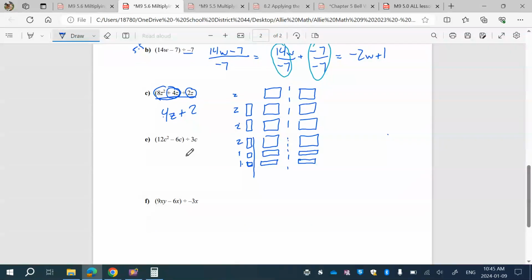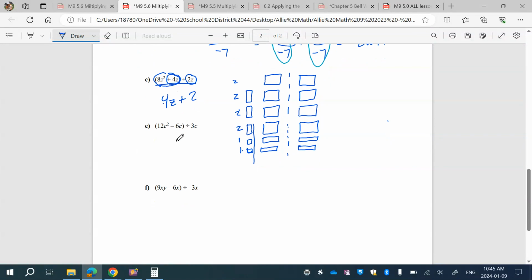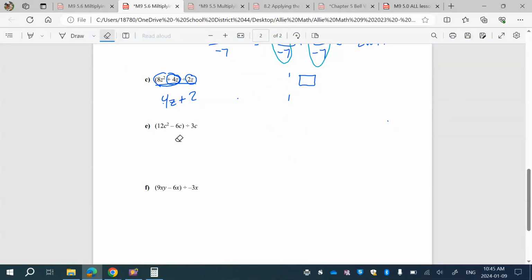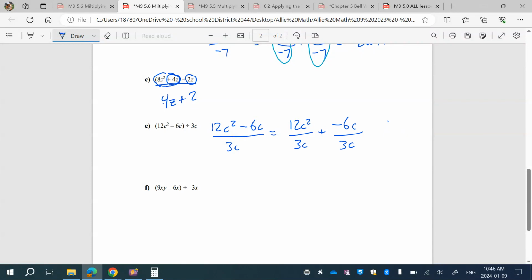Now I'll do this one. This is a 5.6 question. We have a polynomial divided by a monomial. So again, I might erase this to give myself a little bit of space. Okay, there we go. Hopefully you got that down. So I'm going to rewrite it as 12c squared subtract 6c divided by 3c. I'm going to rewrite it as 2 separate fractions. So 12c squared divided by 3c plus -6c divided by 3c.